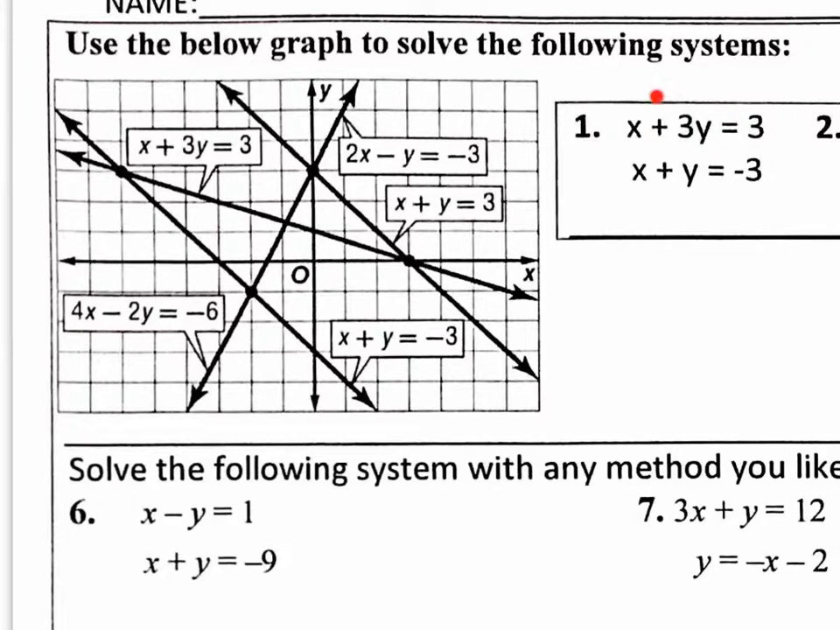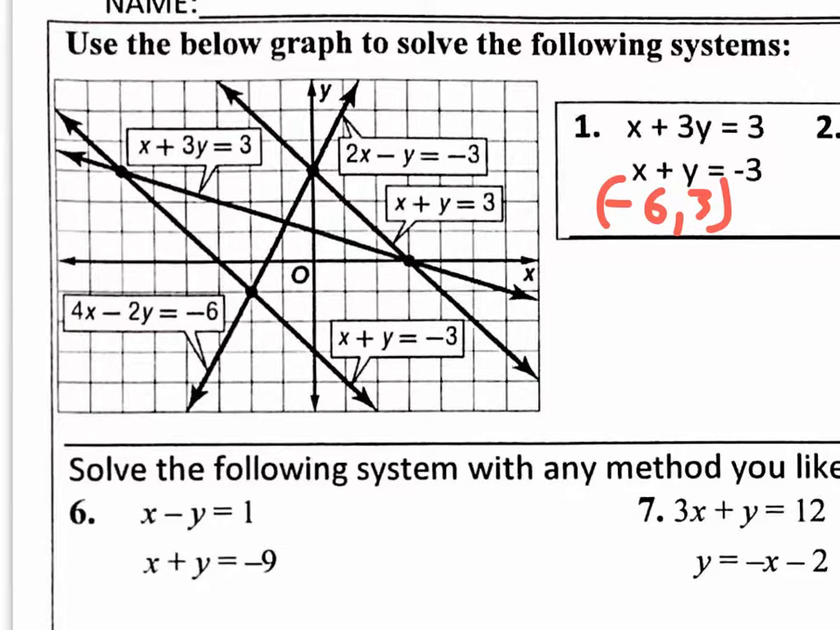Where's the line x plus 3y equals 3? It's right here. X plus 3y equals 3 is this line right here. And the other one they want is x plus y equals negative 3. X plus y equals negative 3 is the one on the bottom. So if you're looking at this one and this one, where do they intersect? Right here at that point. That's the coordinate, what? Negative 6, 3. Correct? Yes. And that's your answer for that system.